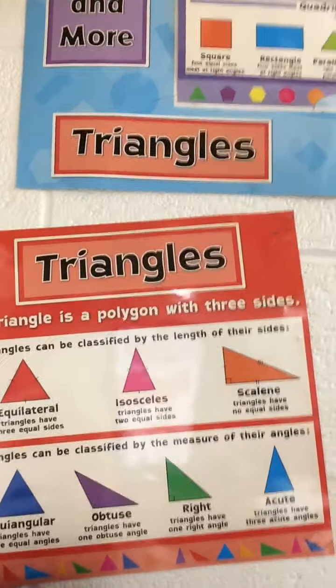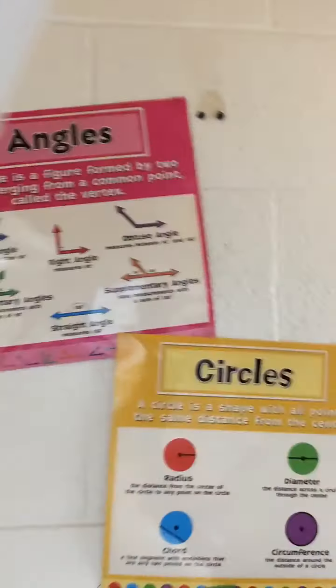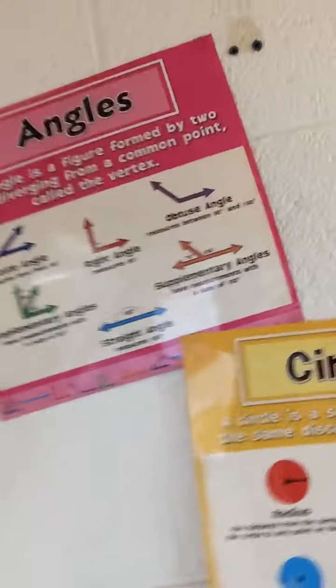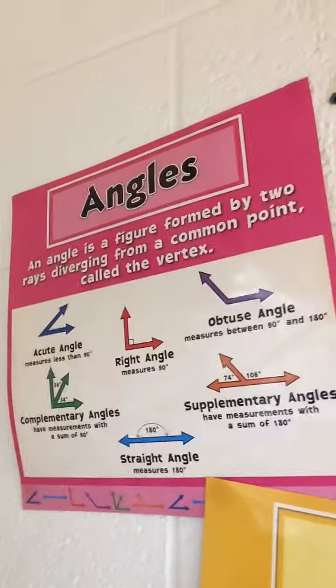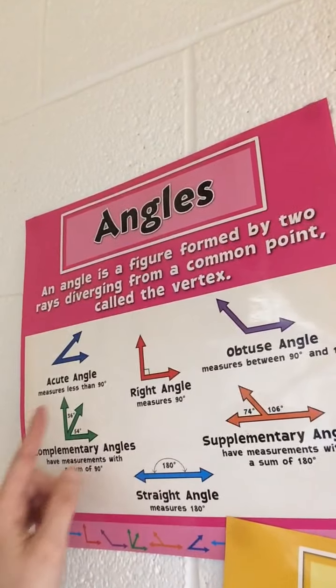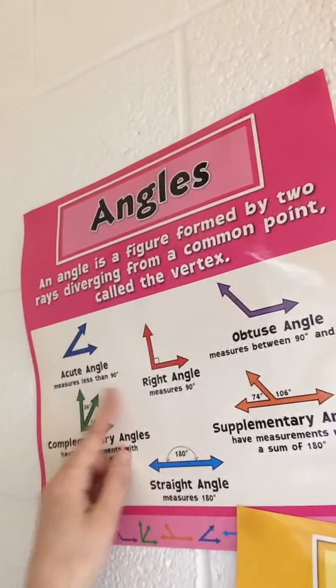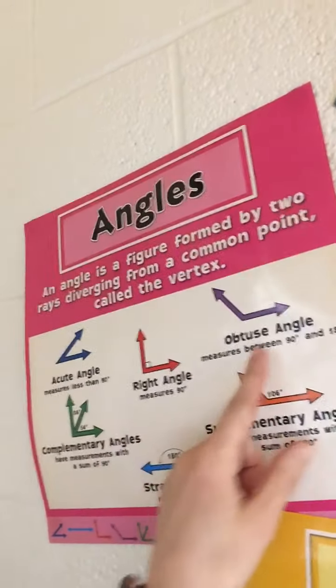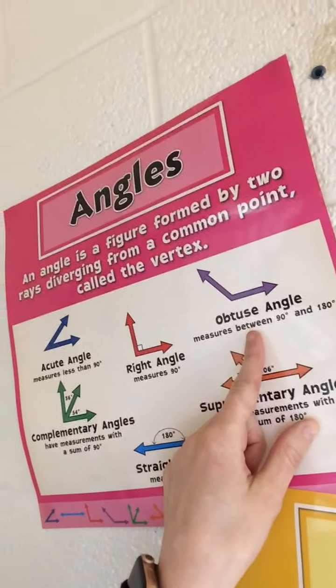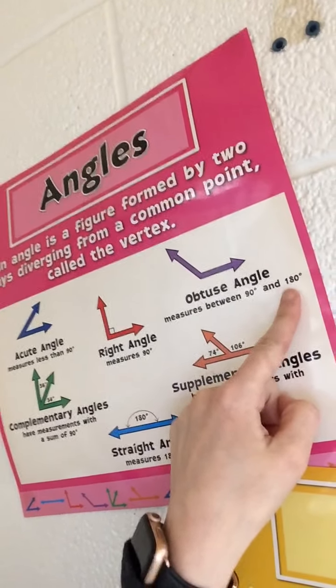Okay. Now I'm going to draw your attention over here because I know you're going to be doing this as well this week. Let me see if I can get it on camera. Okay, angles. Sorry, since I have it facing me, it's harder to do. Okay, we have the acute angle less than 90, right 90, obtuse more than 90, less than 180.